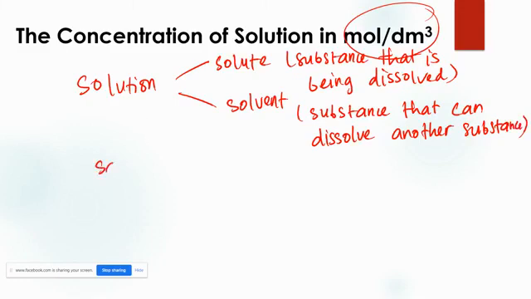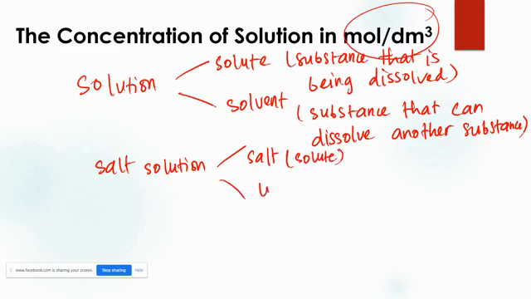For example, salt solution. Salt solution consists of salt as solute and water as solvent. Water is a common solvent. There are a lot of solvents besides water, such as benzene, chloroform, ethanol, and etc. In IGCSE, concentration of solution is expressed in mole per cubic decimeter. It's defined as number of moles of solute dissolved in 1 cubic decimeter of solution.